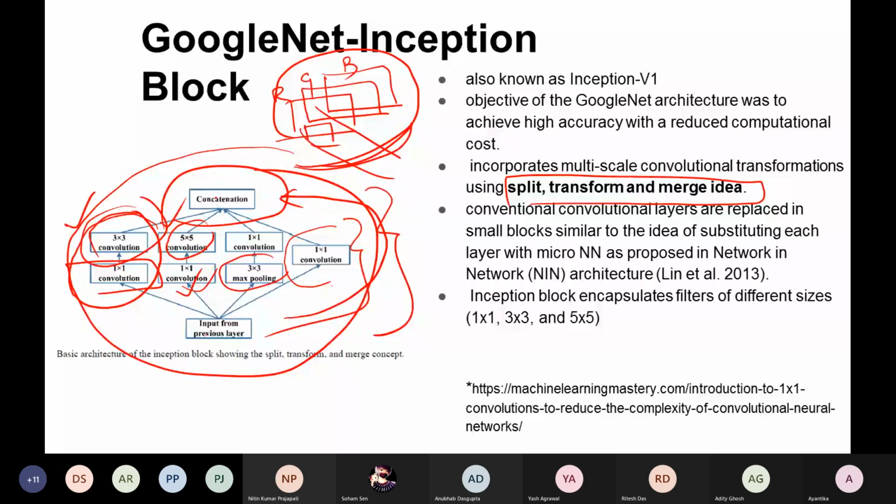Maybe next day what we can do, I will get this whole architecture of this GoogleNet. Then you will better understand why we are talking about this split and merge. Basically, the basic concept here is that we are splitting and then merging. That is the idea. And how exactly we can go to the concatenation layer, maybe next day we will go into this. Okay, thank you.